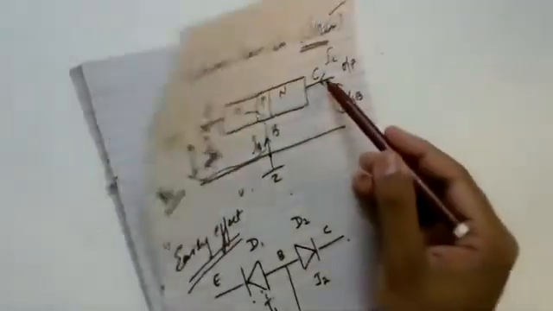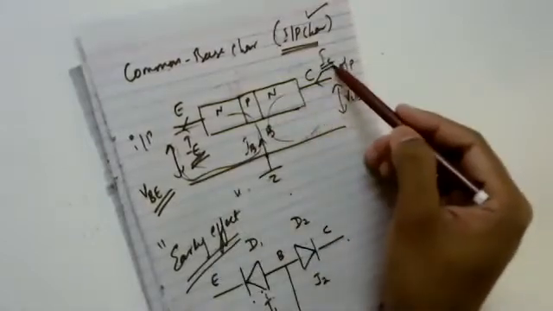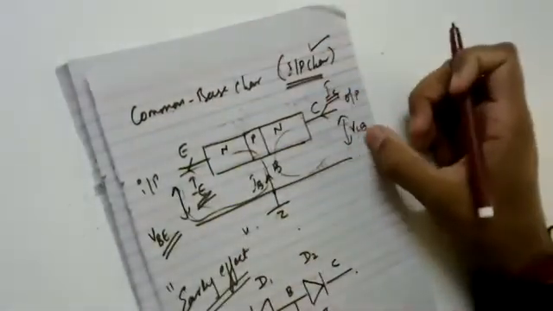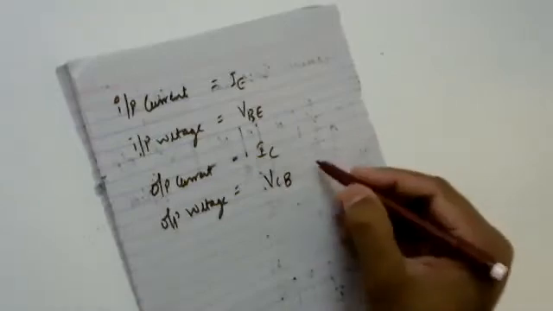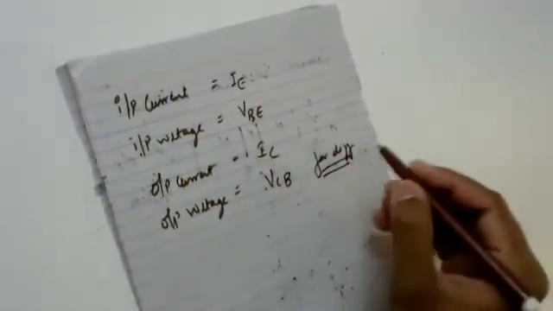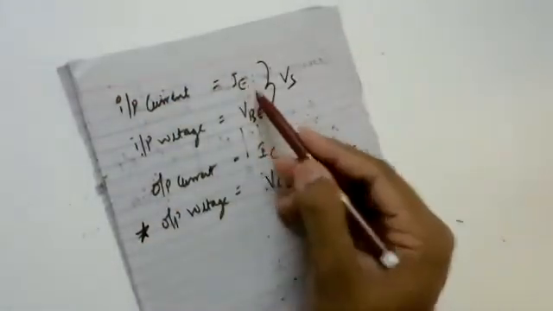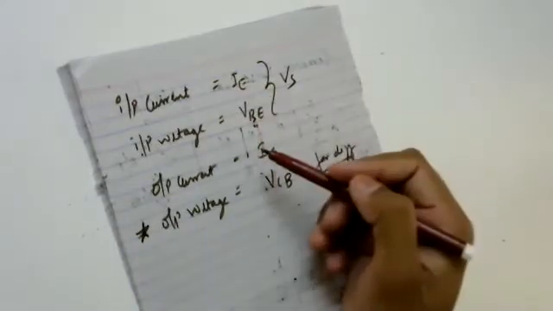Now the current that flows onto the output port is IC. It means my output current is IC, and the voltage seen onto the output terminal is VCB. It means my output voltage in this case is VCB. So in a very simple statement, I could say that for different values of VCB, I'm going to plot a graph of IE versus VBE.